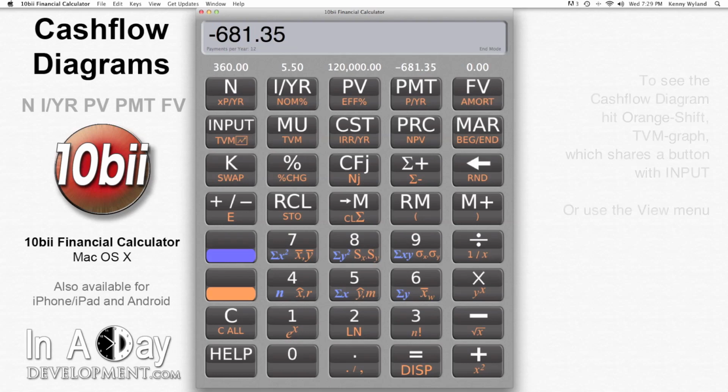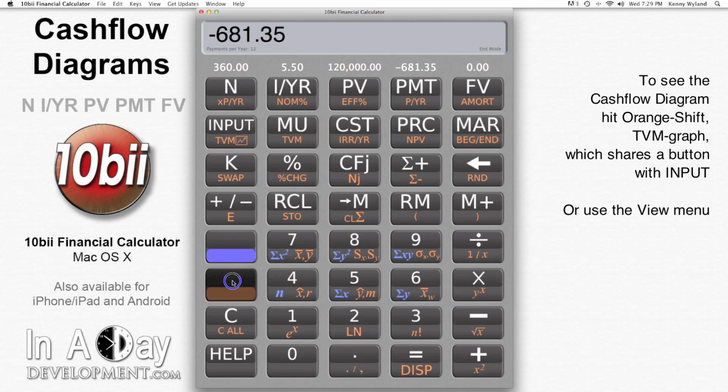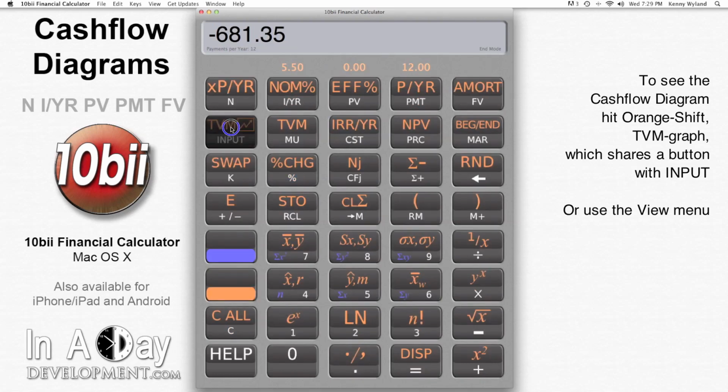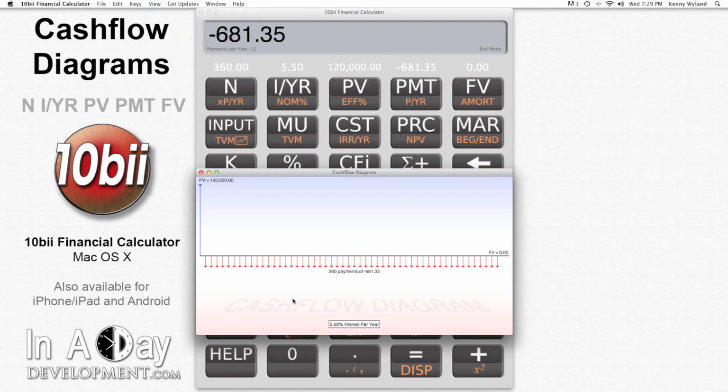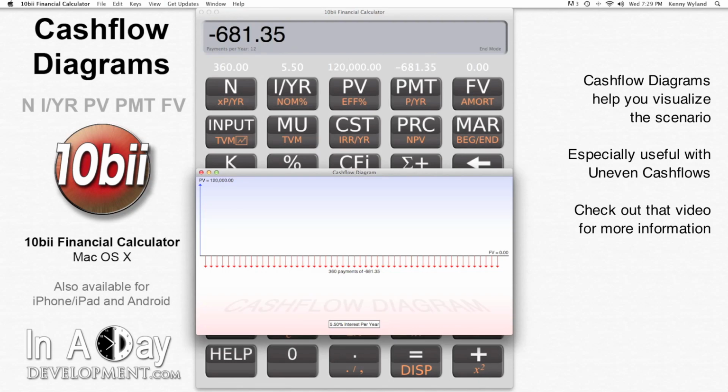Now that I've got the TVM scenario set up, I want to see what the cash flow diagram looks like. So I hit Orange Shift, then TVM with the little graph picture, which shares the input key, or you can use the View menu here. And voila! The cash flow diagram appears, so I can look it over and understand the scenario better. This is pretty cool, and it's even cooler with uneven cash flows, so check out that video if you haven't already to see how they look with a less uniform scenario.